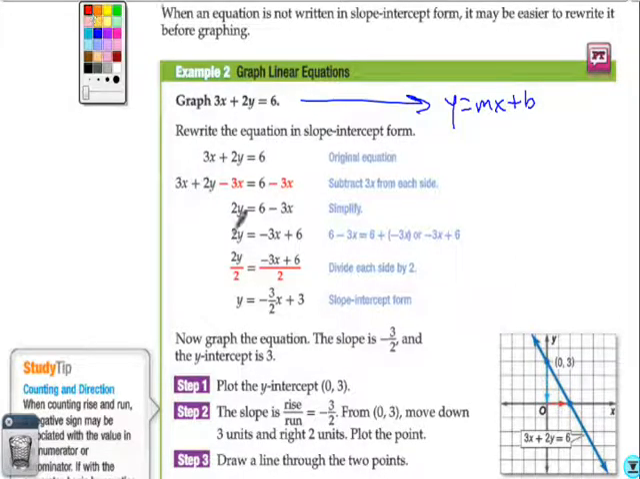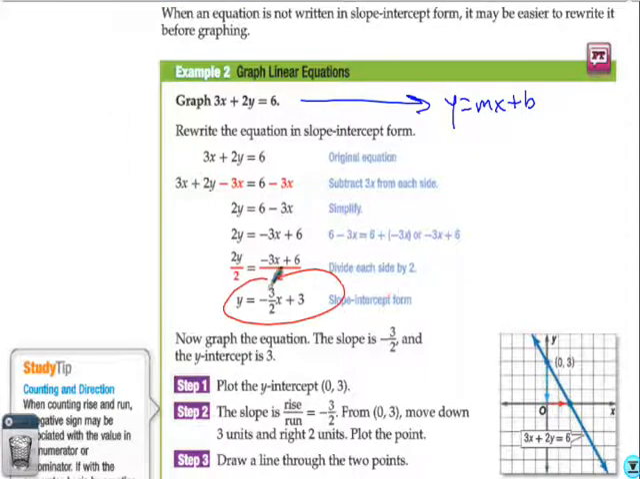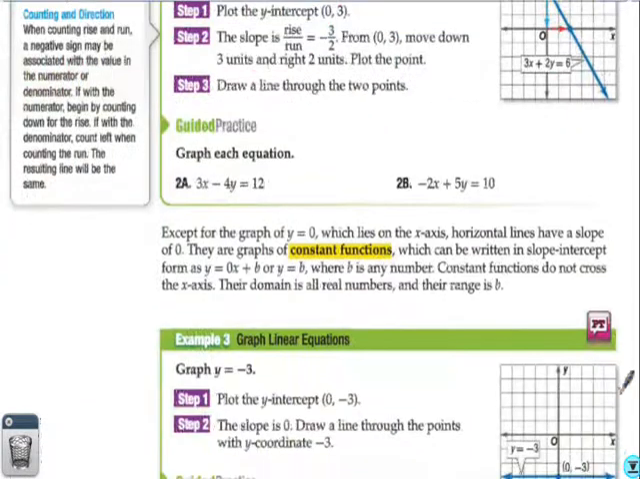We do that using algebra. We're going to solve for y. So we get y by itself. So we get all the x's on one side, and then we divide by whatever the coefficient of y is, and then we're going to graph. Okay? No problem. So let's take a look.